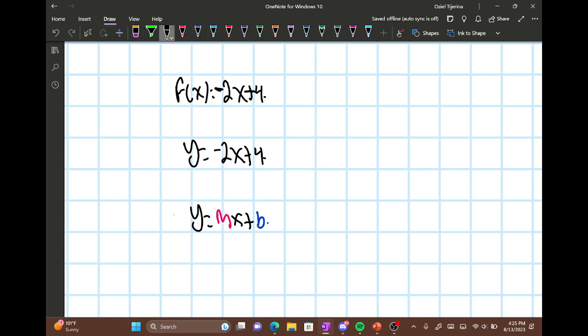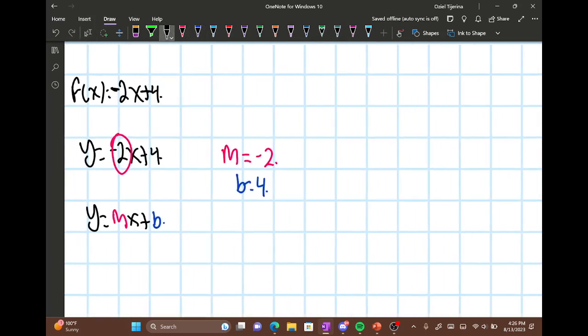And so we know that our slope is -2. Because this is our slope right here, and this is our y-intercept, we know m is -2 and b is 4. Now again, my y-intercept is 0, 4, so it's always 0, b, and b is 4. So my y-intercept is 0, 4.